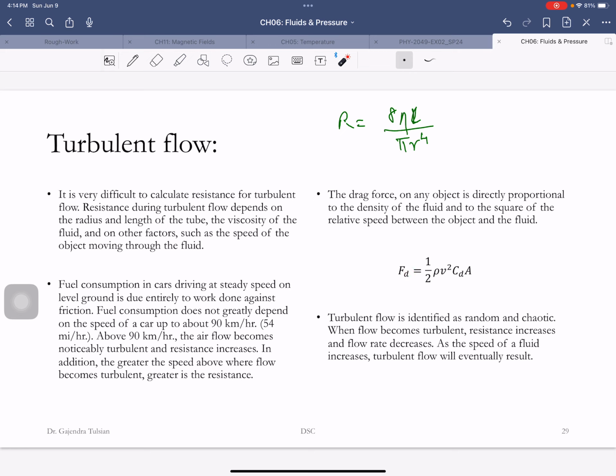Here's the drag force on an object. 1/2 rho is the density of the fluid through which you're going, and the drag force depends on the square of your speed. So if you go twice as fast, the drag force is 4 times as great. This is the drag coefficient, and A is the area of cross section perpendicular to the direction of travel. So turbulent flow is random and chaotic motion. When flow becomes turbulent, resistance increases and flow rate decreases.